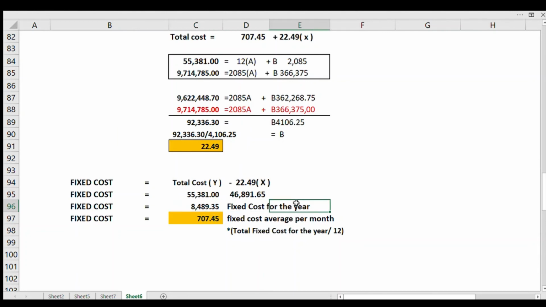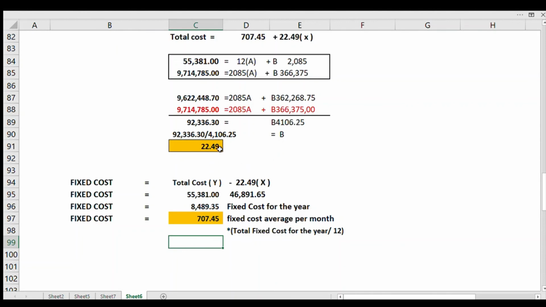That is good for one whole year. Yung number ng observation ay 12. So, all you have to do is divide that to 12 para makuha mo yung per month. So, lumabas dito ay 707.45. So, it's quite different, ano, no?